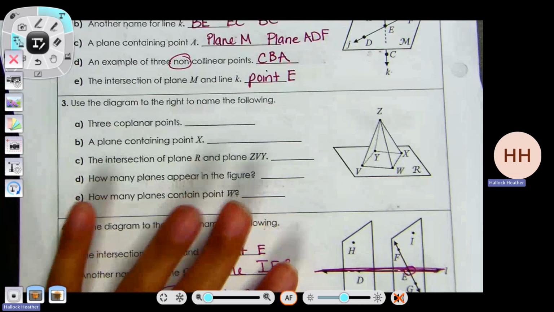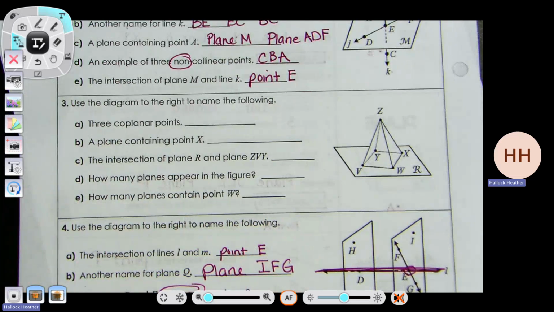So try number 3. Number 3 is the hardest. If you're not completely confident, maybe skip it or just try. Some of them are easy, some of them are weird. But if you don't even know what this is asking, just skip it and we'll talk about it.